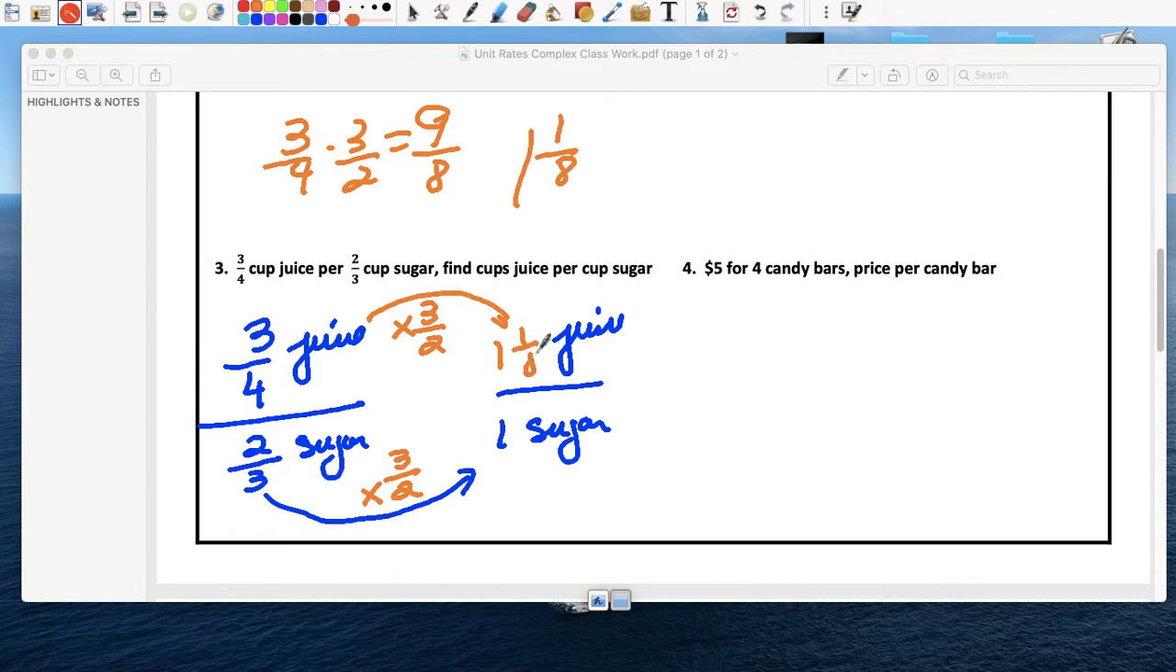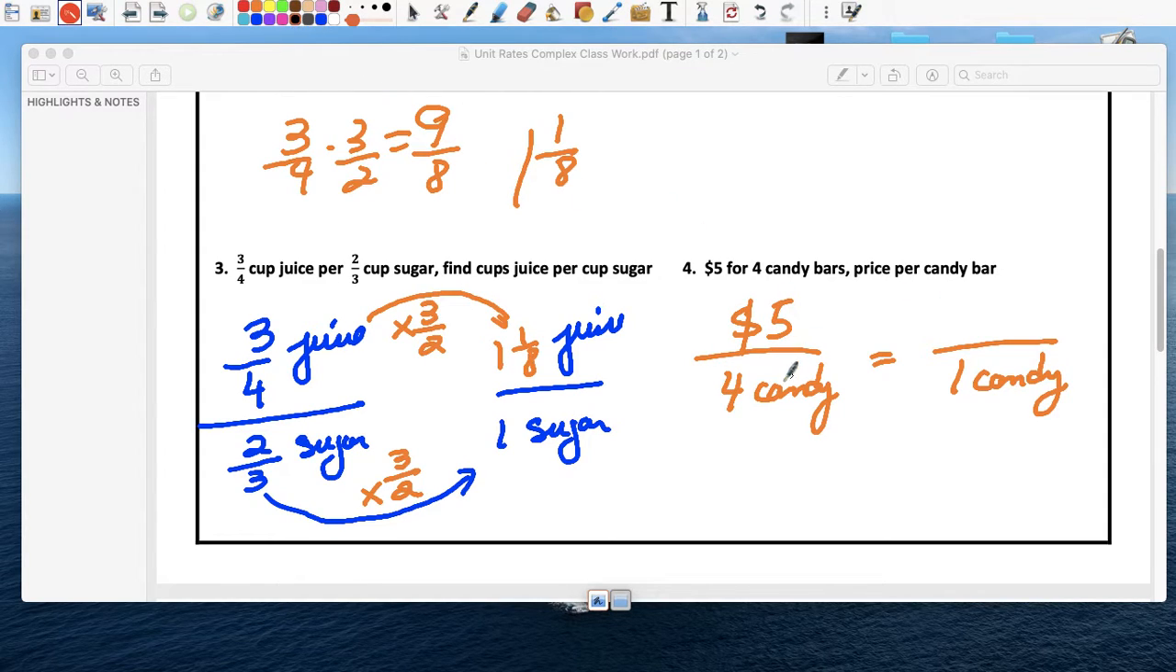That's my answer. So si quiero usar 1 cup of sugar, I need 1 and 1/8 vasos de jugo. And here we have $5, compro 4 candy bars, no sé cómo se dice, barras de chocolate, barras de candy. How much is 1? ¿Cuánto me cuesta 1?